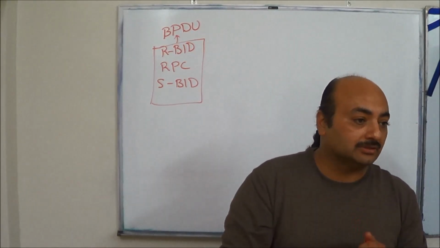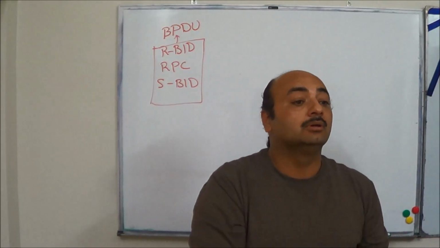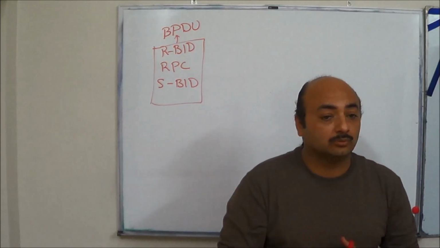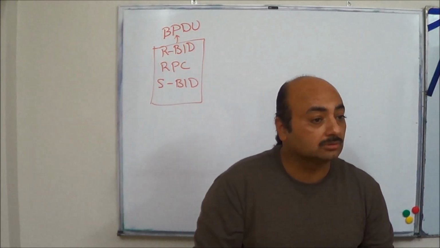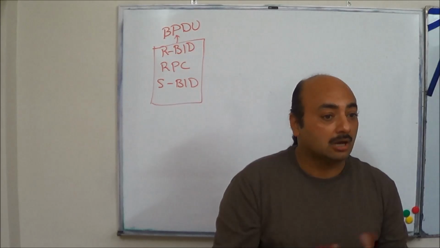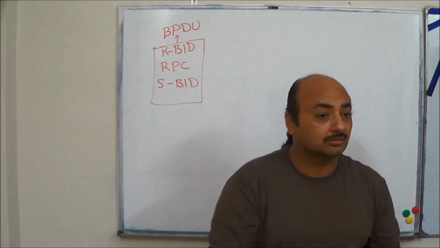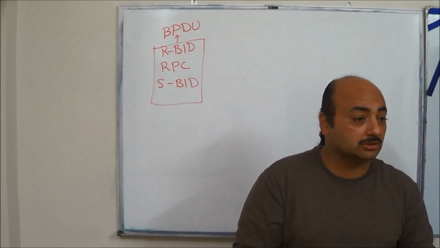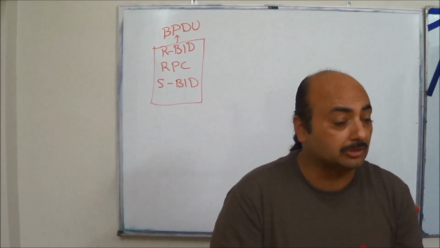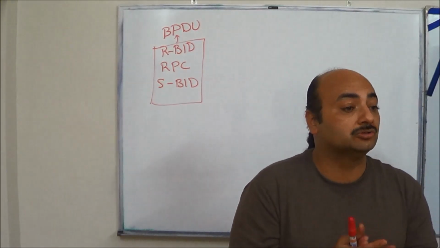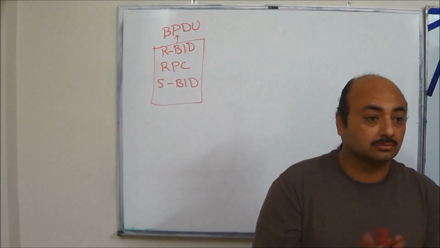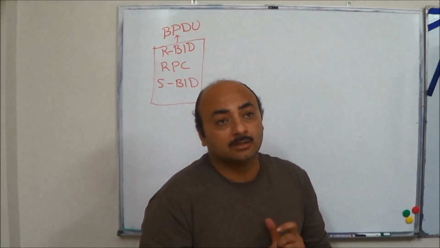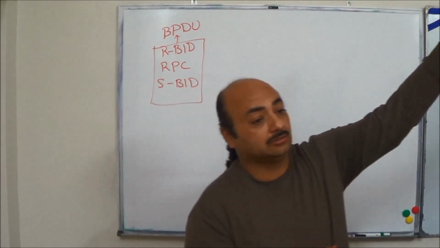Let me put it in this way. There are 3 switches in the network. How many root bridges? Only one. How many non-root bridges? 2. There are 20 switches in the network, all connected to each other. How many root bridges? 1. How many non-root bridges? 19. Only 1 root, and the rest of them are non-root bridges. Correct? Yes.